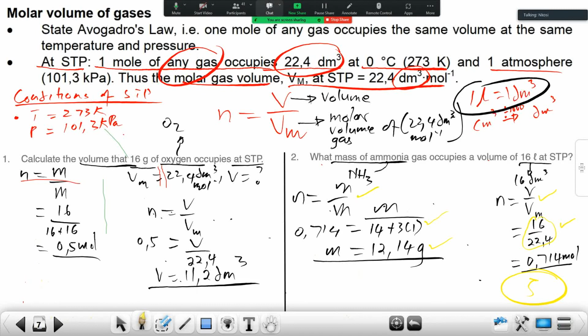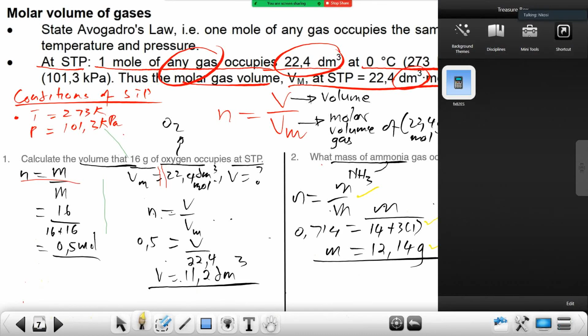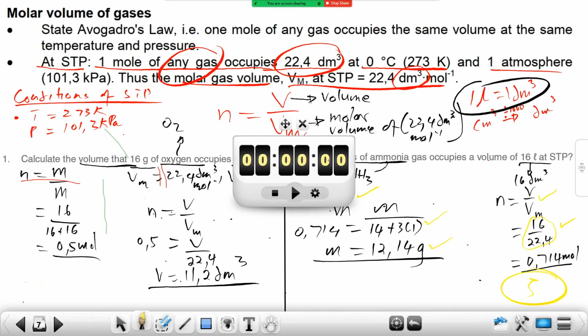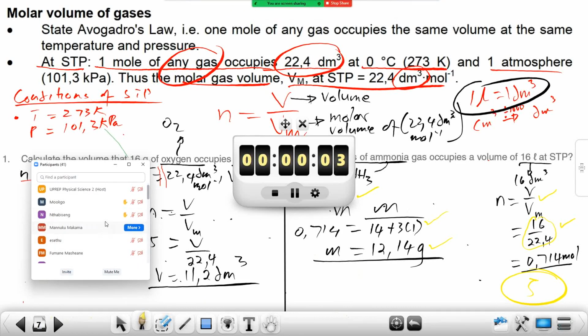Let me give you 10 seconds to raise your hands, especially when we talk about molar volume of a gas. Let me open my timer, just 10 seconds. If there's anyone who wants to ask or say something, just 10 seconds. Go. Okay, I saw hands from Moho. Moho, you can switch on your mic and then ask your question.